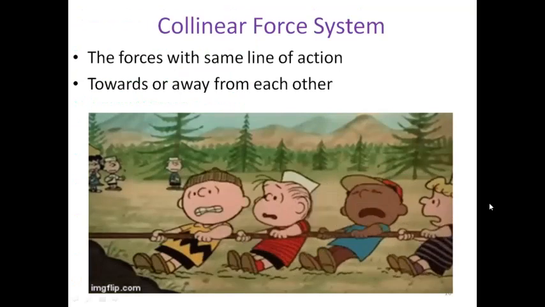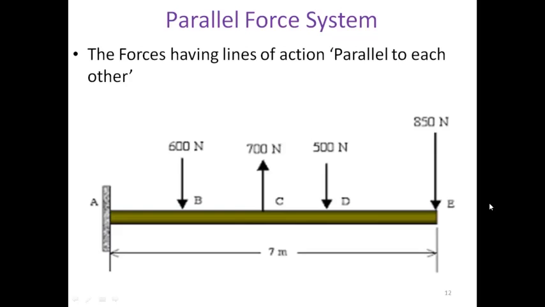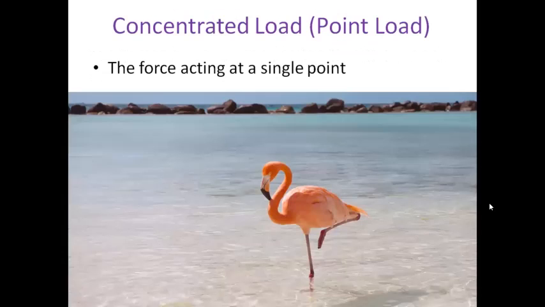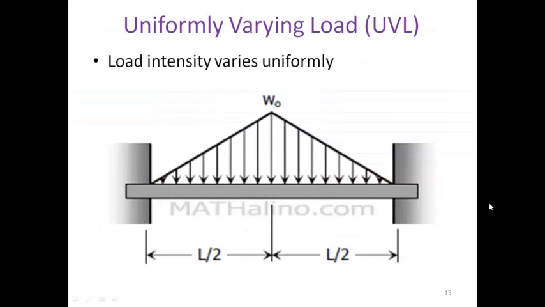So this is our collinear force system, concurrent force system, and parallel force system. We already discussed all these things in the previous session. Now coming to loads, concentrated load or point load means the load which acts at a single point. Then UDL, the total load is distributed along the length. Then UVL, the intensity varies uniformly.